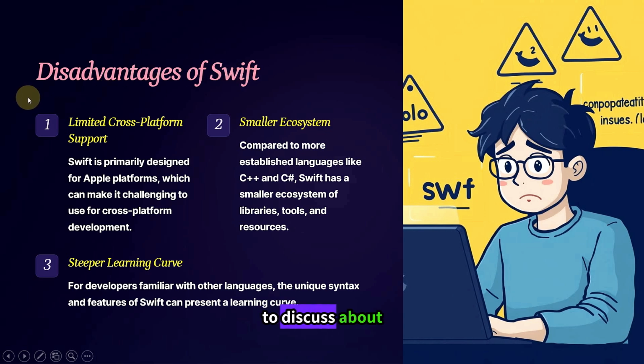After that we are going to discuss the disadvantages of Swift. The first one is cross-platform support. The Swift programming language is mainly developed for Apple applications like Mac and iOS. So that's the first disadvantage. The second disadvantage is that Swift has fewer libraries compared to other programming languages like C, C++ and C#. And the third disadvantage is that the syntax of the Swift programming language is different from other programming languages. So these are all the disadvantages.